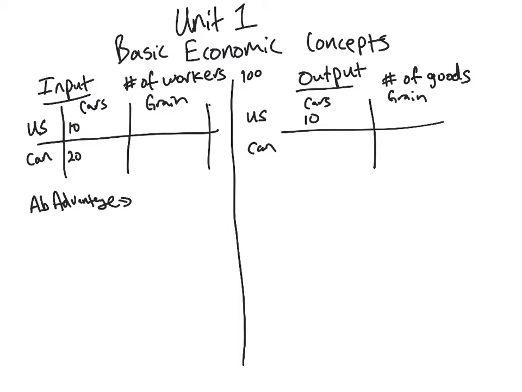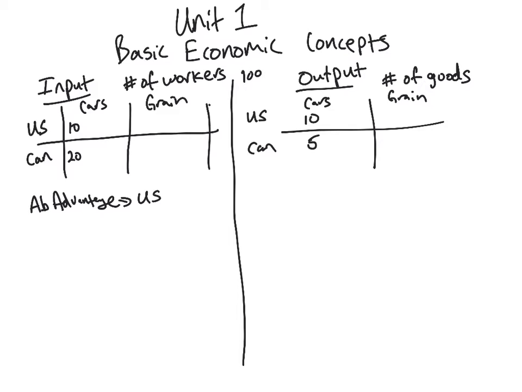Whereas Canada, on the other hand, could only produce 5 cars with 100 workers, because it takes 20 workers to produce 1 car. And then we're talking about the same thing, right? The U.S. has an absolute advantage because they can produce twice as many cars as Canada can, or it takes half as many workers, but we're talking about the same thing.